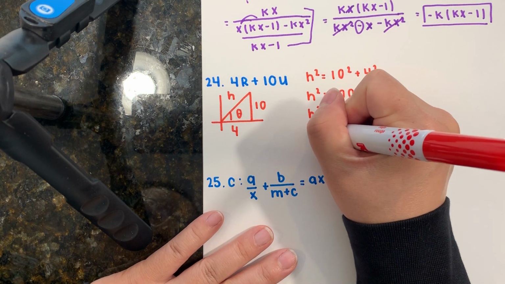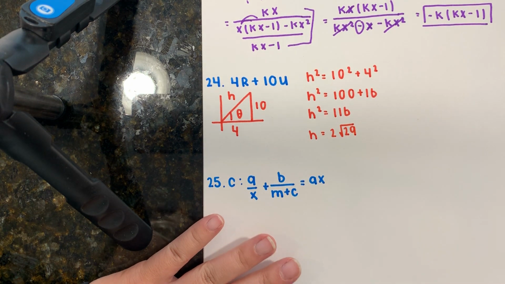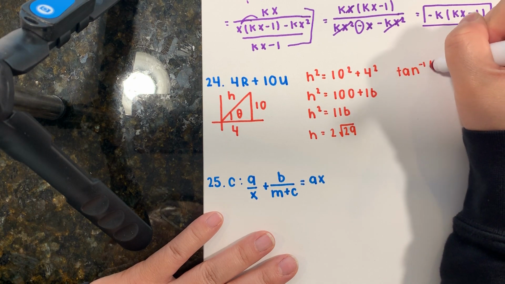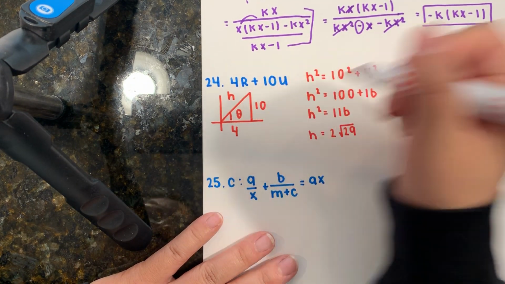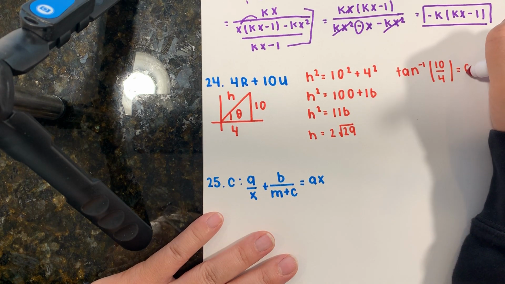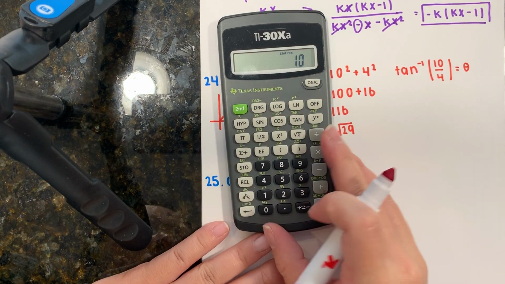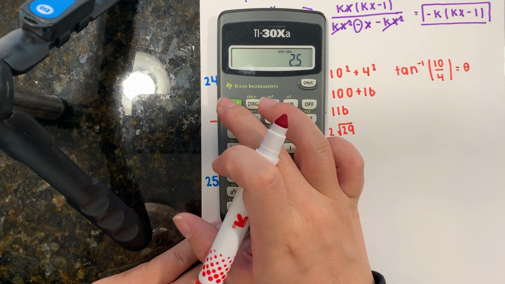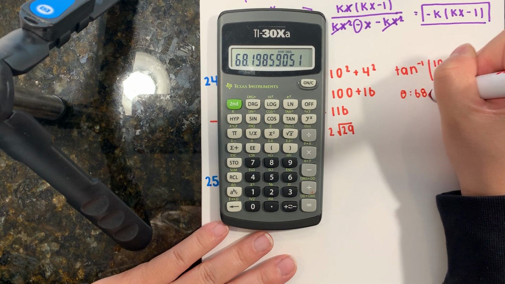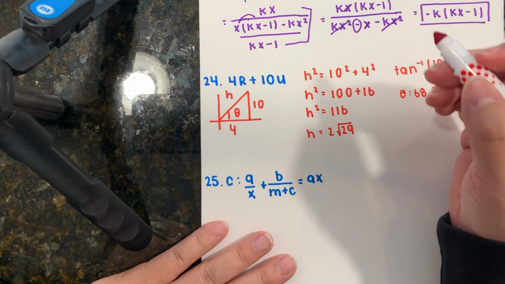And that would turn into 2 square root 29. Now our angle, so we're going to use inverse tangent. And that's going to be from this angle, it's opposite over adjacent, so 10/4. In your calculator, you evaluate this by doing 10 divided by 4 equals, then you do second tangent. And that gives you your angle of 68.20. Because it's in quadrant 1, you do not need to change that at all.